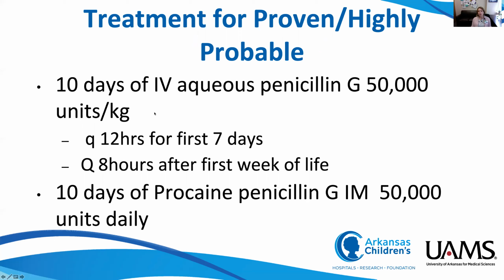If you are treating a child in the first week of life, that dosing interval is Q12 hours for 7 days. And then something magically happens to the kidneys on day 7 to day 8. They magically turn on and start peeing out all the penicillin. So you've got to up the dose frequency to Q8 hours. An alternative is to do IM procaine penicillin daily. I would say that with this IV penicillin G, it's hard to do that in a smaller hospital that may not be able to do PICC lines in a younger child.